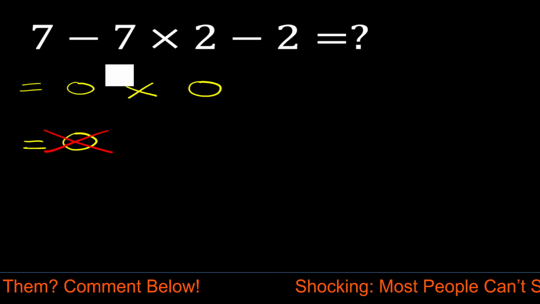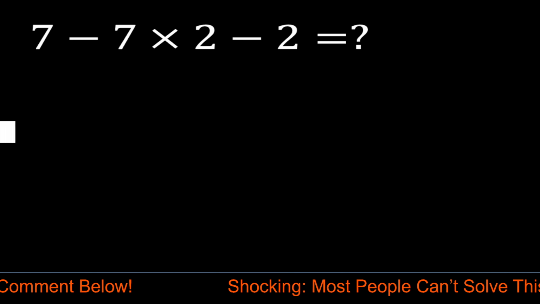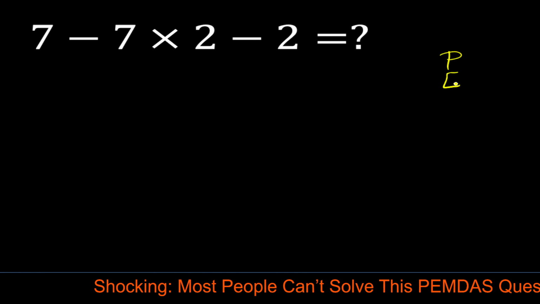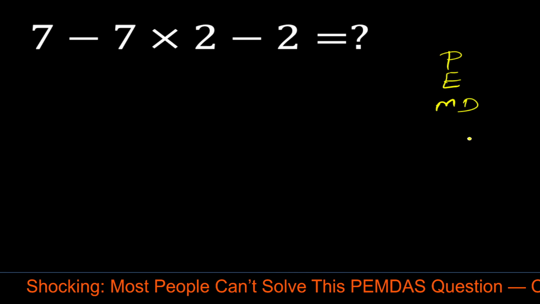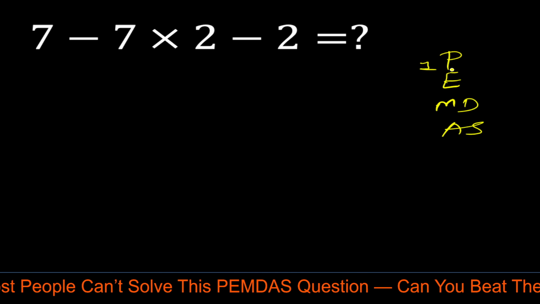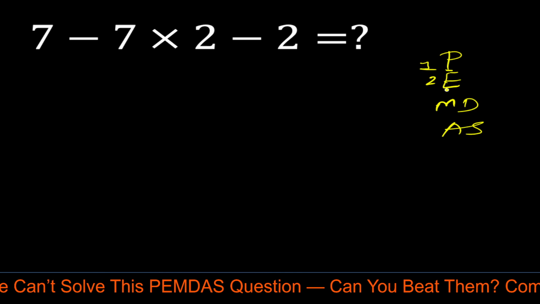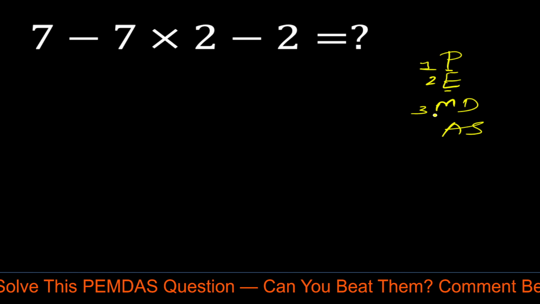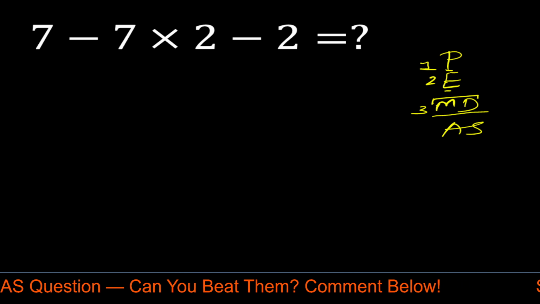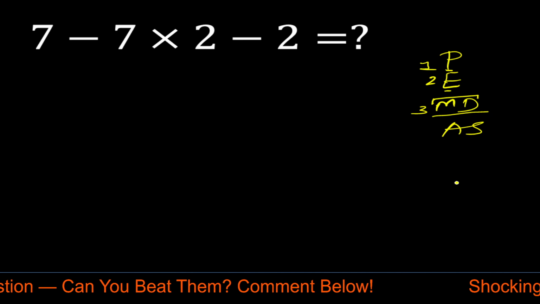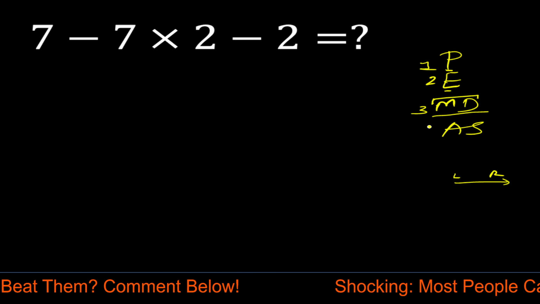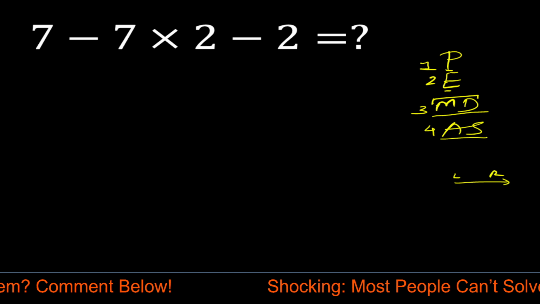So now let's solve this problem correctly by using the PEMDAS rule, right? So PEMDAS, P E M D A S. According to the PEMDAS rule, first priority is parentheses, then second priority is exponents, and third priority is multiplication and division. Here multiplication and division both have equal priority, so we have to solve it from left to right. Then fourth and last priority is addition and subtraction.